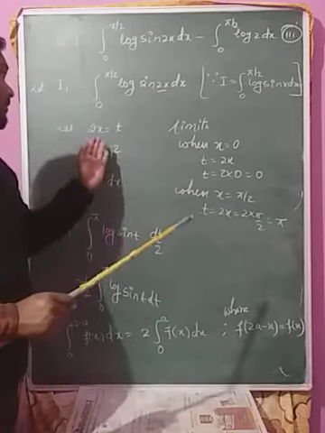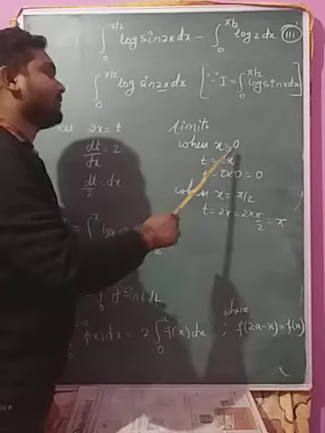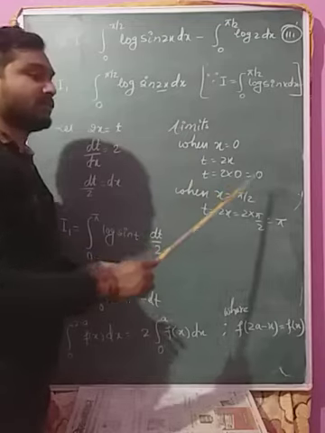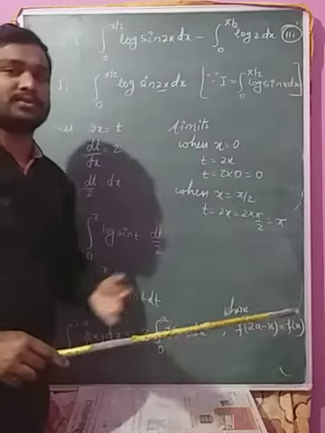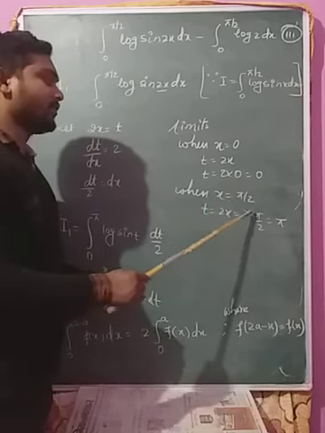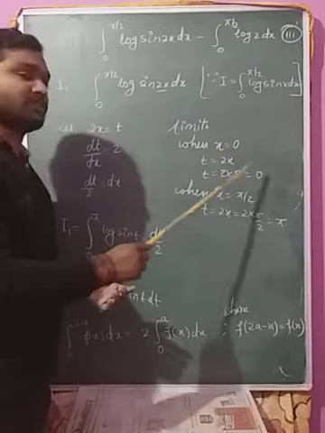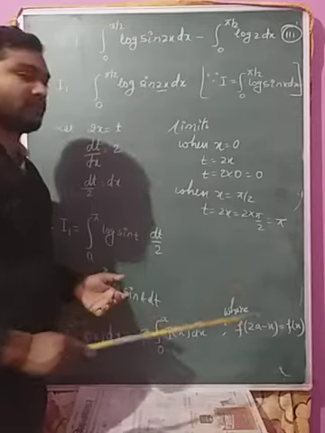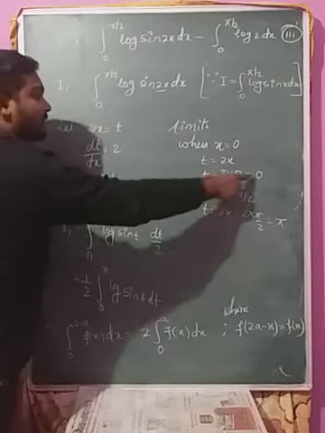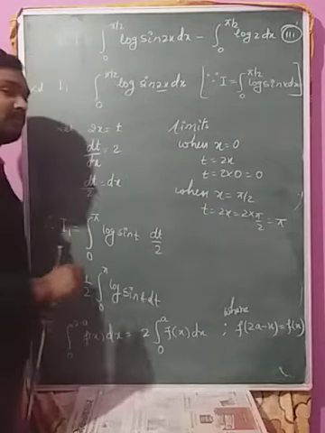and if we put this, then the limits all change. When x equal to 0, then t equal to 2x. So t equal to 2 into 0 is 0. So when x is 0, t is also 0. When x equal to pi by 2, t equal to 2x. So 2 into pi by 2 is pi. So our limits are: when x is 0, t is 0; when x is pi by 2, t is pi. So limits are 0 to pi.